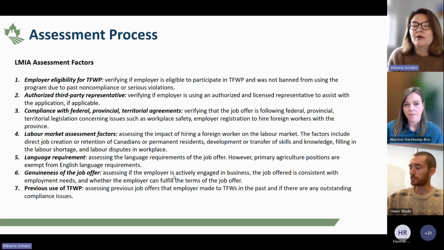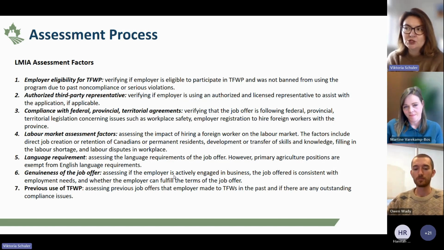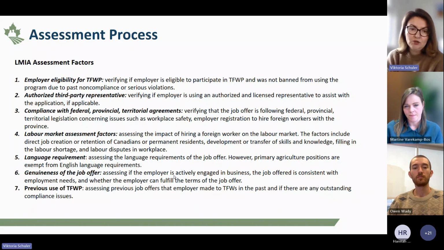One thing I'd like to also mention or remind about the assessment process is compliance with federal and provincial agreements. And we talked about it on the webinar number 1. That was about the provincial registration, because certain provinces require now employers to be registered with the provincial immigration authorities before hiring foreign workers. And this is in BC, Saskatchewan, and Manitoba. So if you're in those provinces, you need to start with your provincial registration, and you need to submit the proof of your registration with your LMIA application. Otherwise, it will be returned or considered incomplete or even refused.